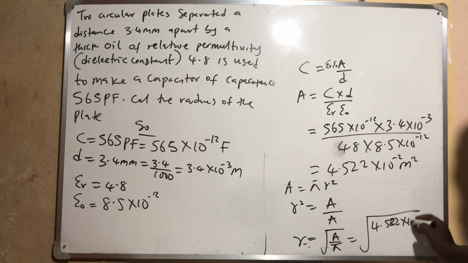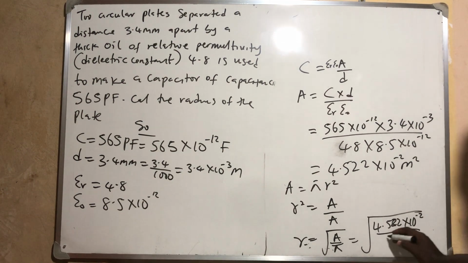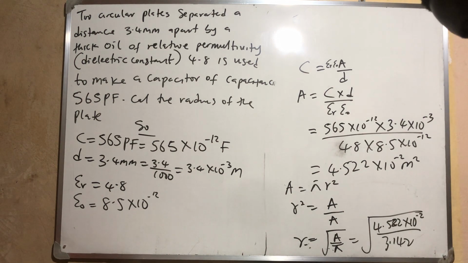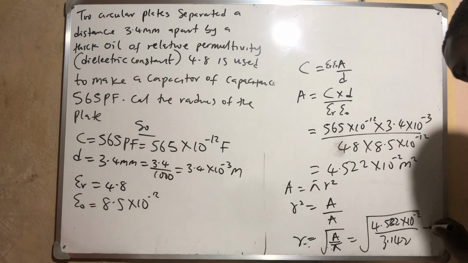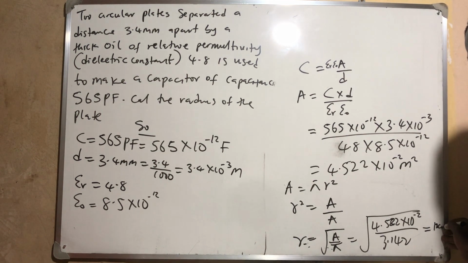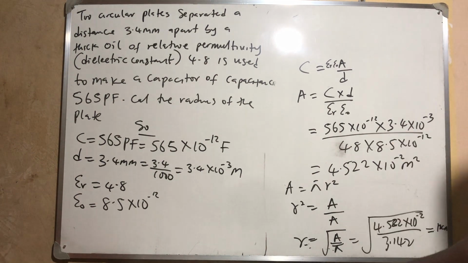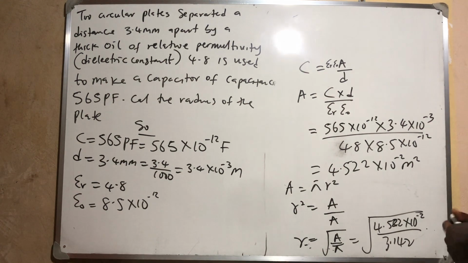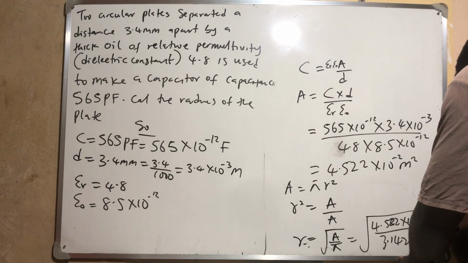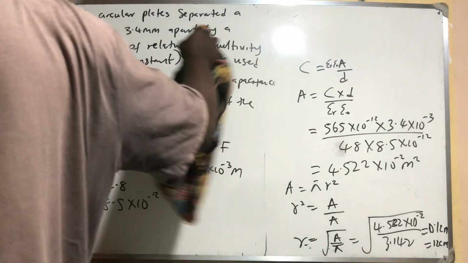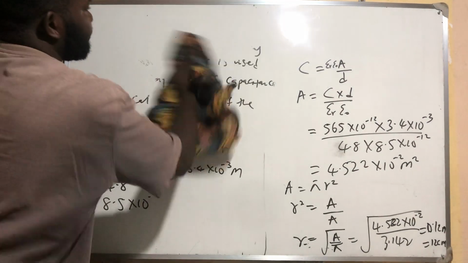4.522 times 10 raised to power minus 2, now divided by 3.14. So if you do that now, you can now get the radius. And the radius, according to what they have here, they got 12 cm, or 0.12 meters. So they first of all got 0.12 meters, which is same as 12 cm. All right? So see, it's very, very simple to calculate.